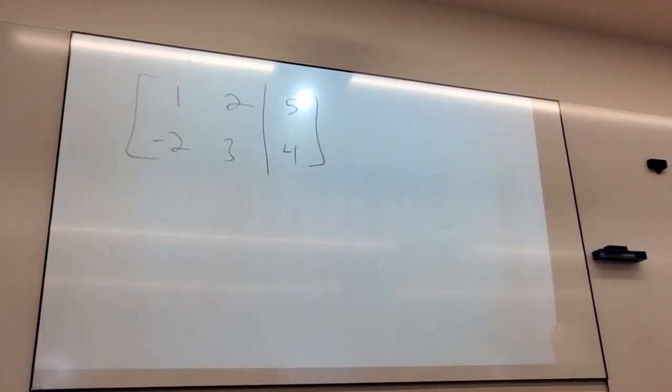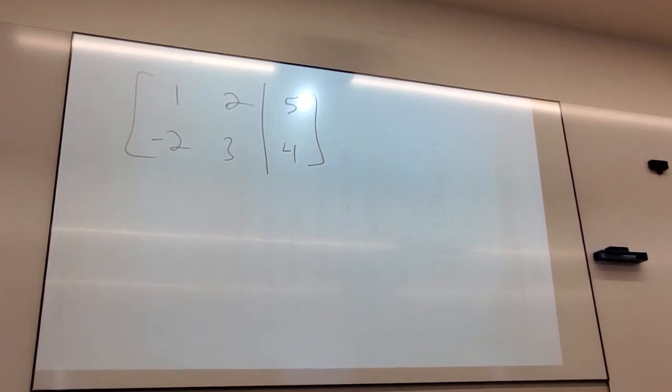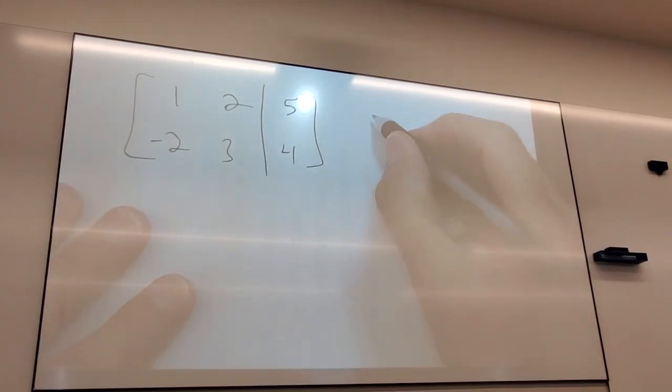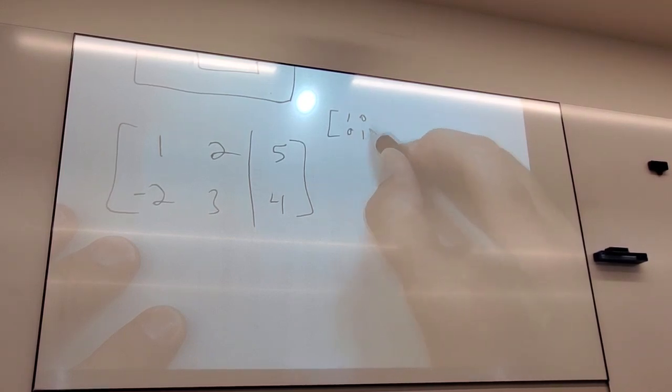Okay. So very quickly, this should have been a two-step deal. What's my goal? If you don't know your goal, you're never going to get there. So what's my goal? 1, 0, 0, 1 with blah, blah, blah, numbers.